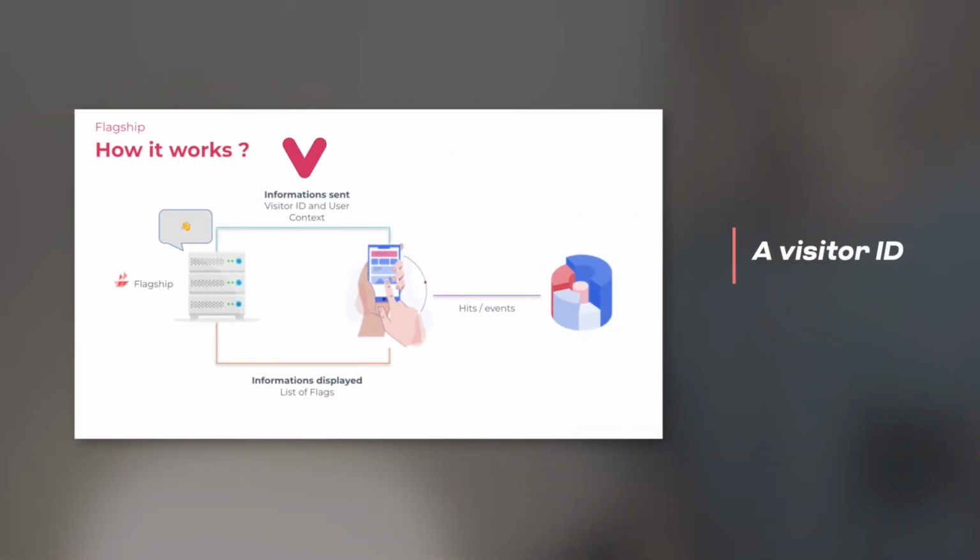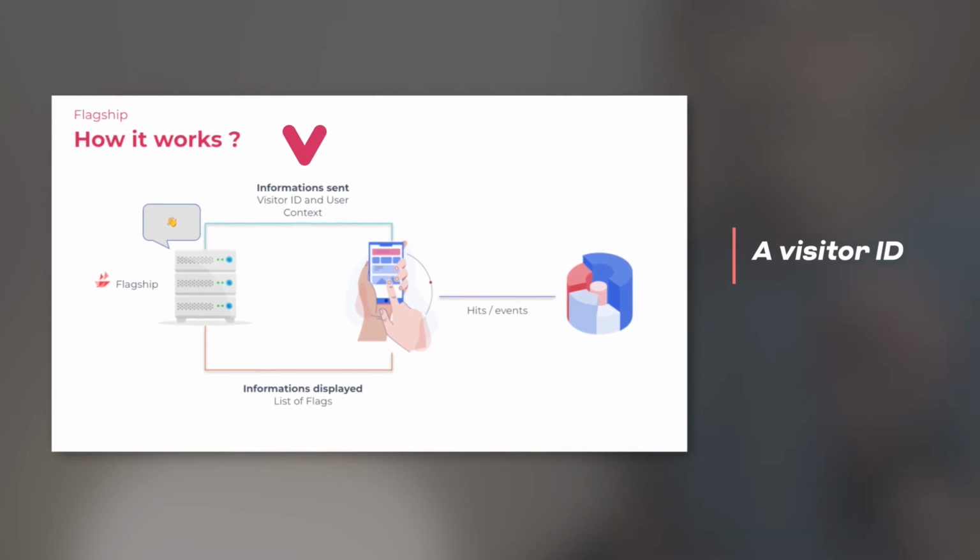To take a decision, Flagship needs a visitor ID, a unique ID that identifies your user, and a user context. All relevant information about your user. Anything that can help Flagship take a decision, such as targeting criteria, but also context creates filters inside the Flagship reporting. This is all you need to interact with Flagship.